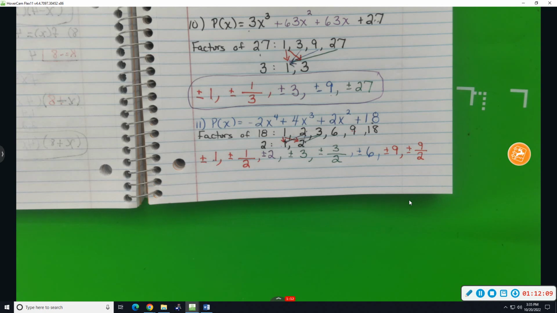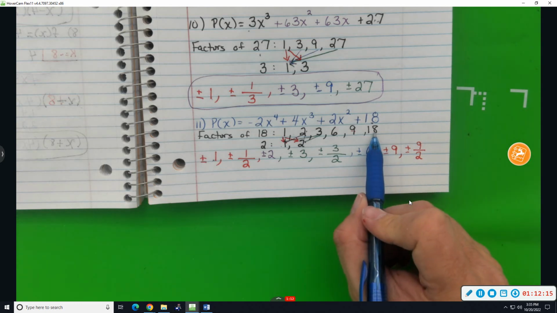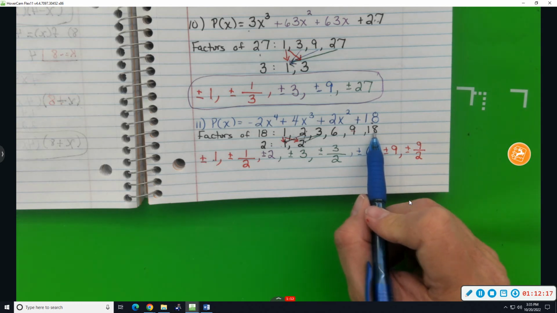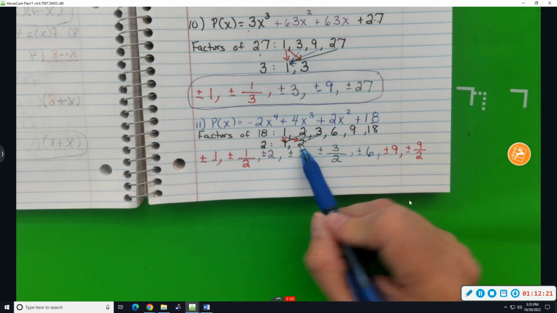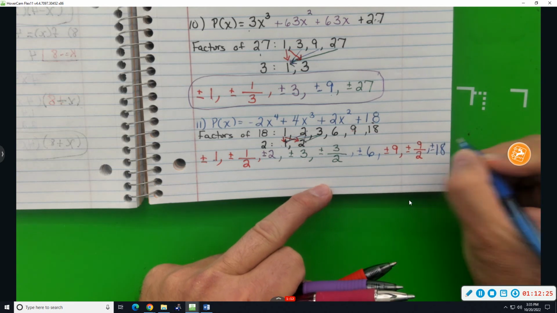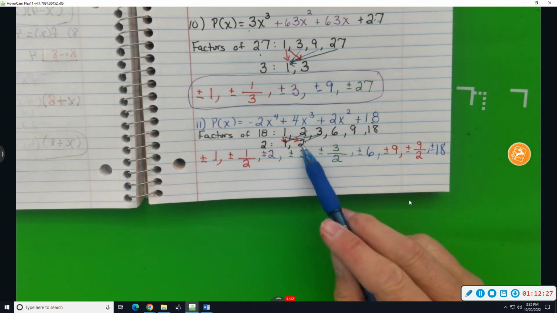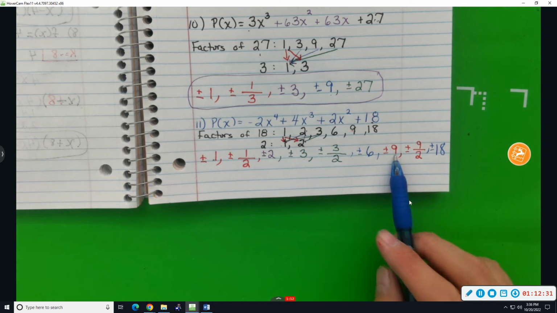And then, still have some more. Let's see, I'm up to 18. I've stopped the arrows just because it looks so messy. 18 over 1 and 18 over 2. 18 over 1 would just be 18. Do I need to list 18 over 2? No, it's a 9. Okay?